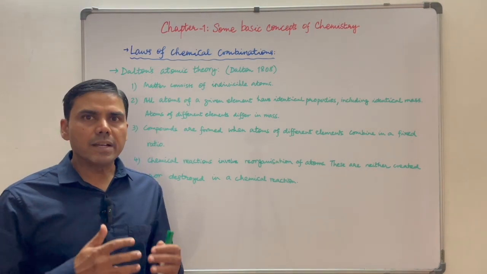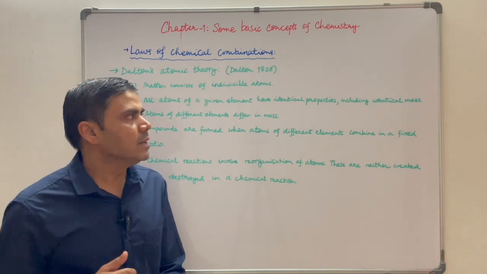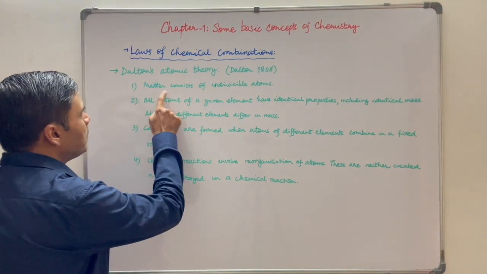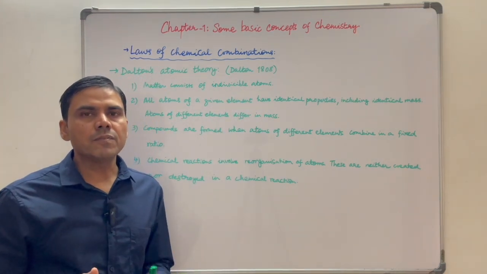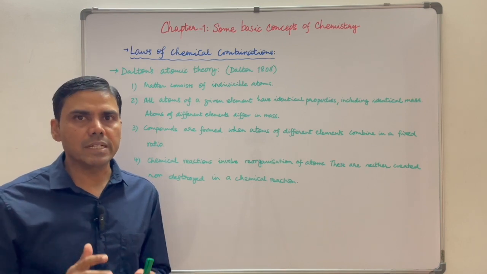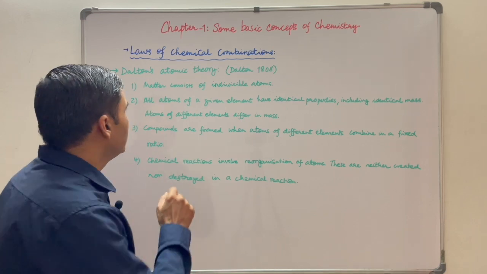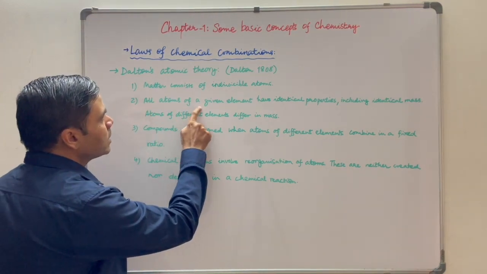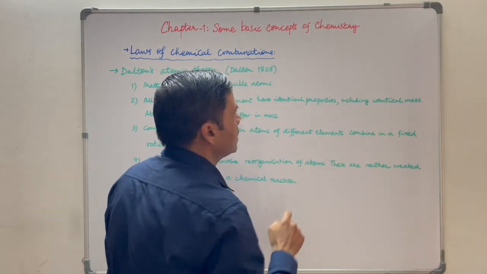There were some drawbacks in Dalton's atomic theory. We will discuss them point by point. First point, he said, matter consists of indivisible atoms. With the discovery of subatomic particles like electron, proton and neutron, it was clear that atoms are no longer indivisible. Second point, he said, all atoms of a given element have identical properties, including identical mass.